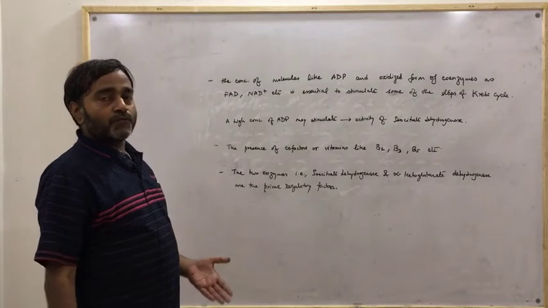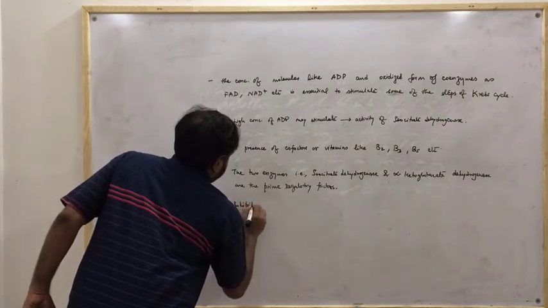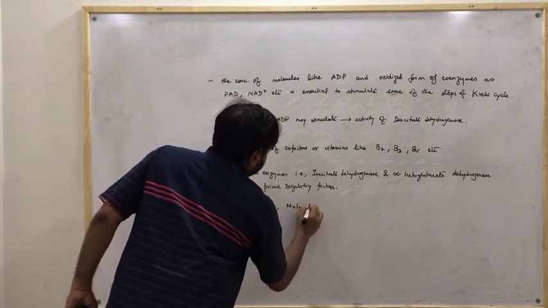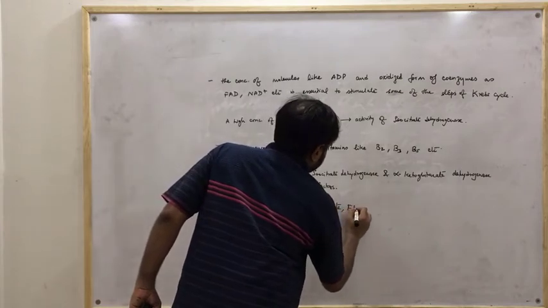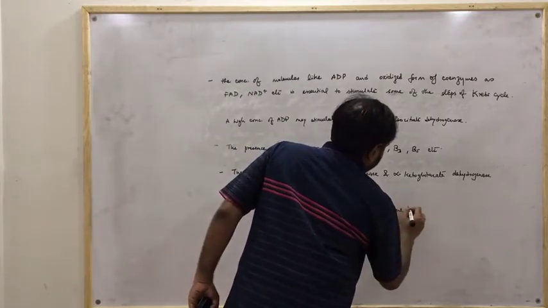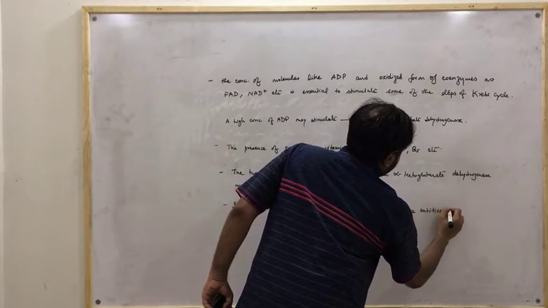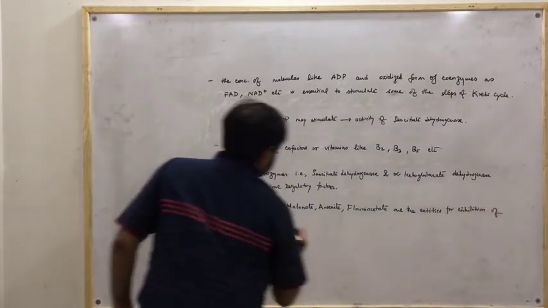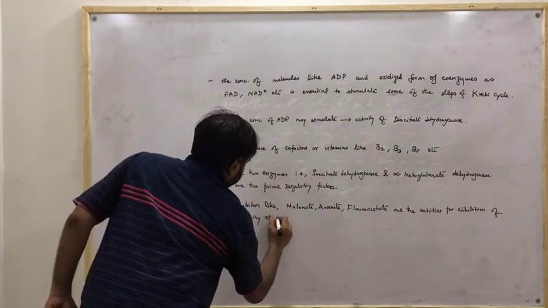And there are certain inhibitors which may affect this pathway, inhibitors like malonate, arsenite, and fluoroacetate. These are the entities for inhibition of the pathway at specific steps.